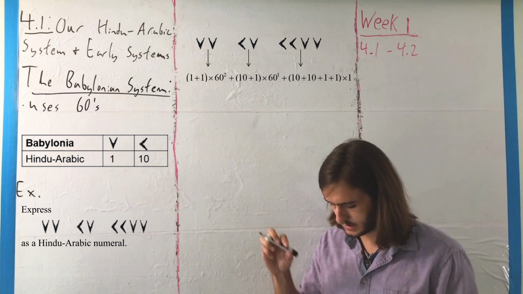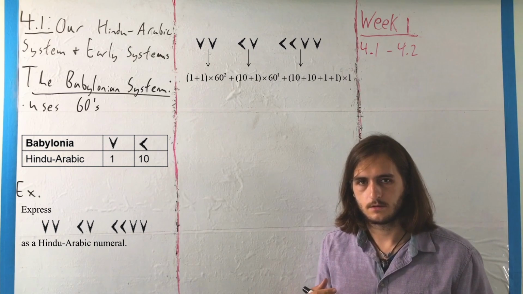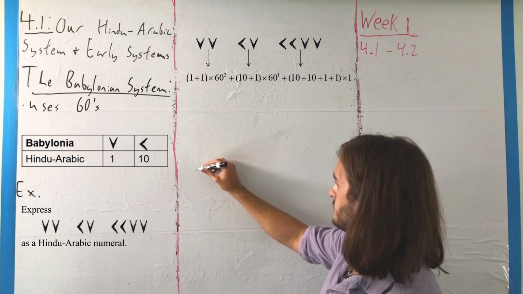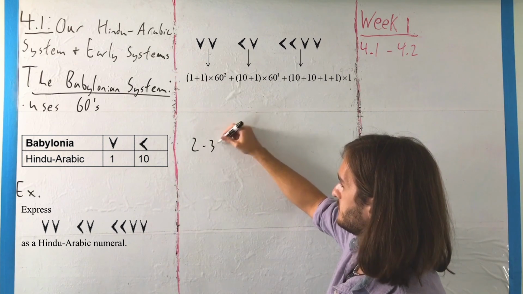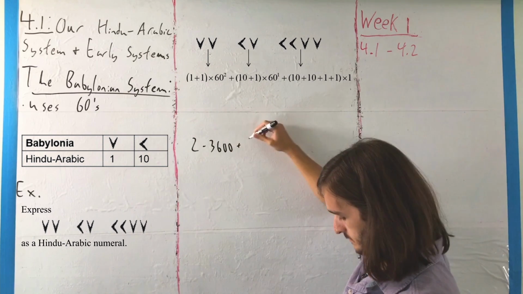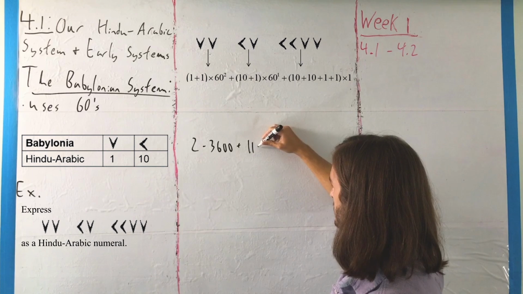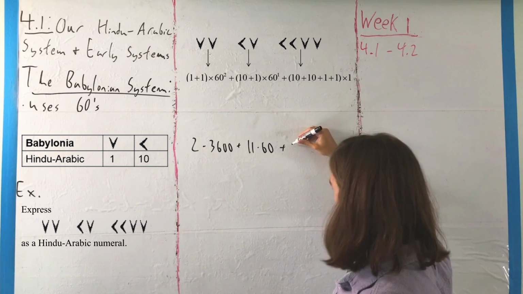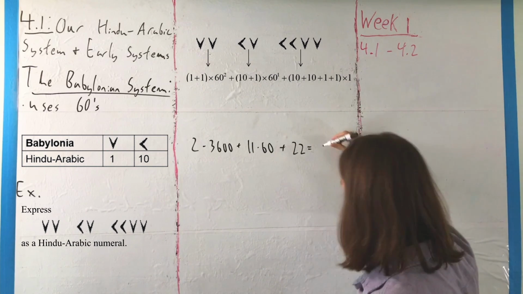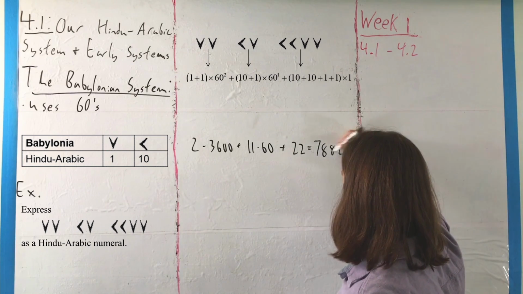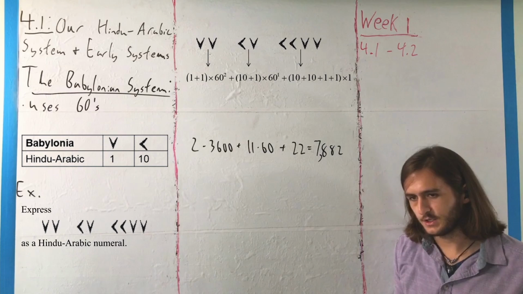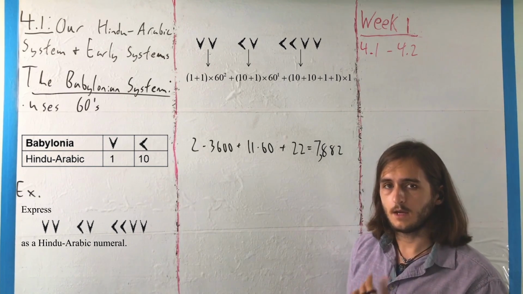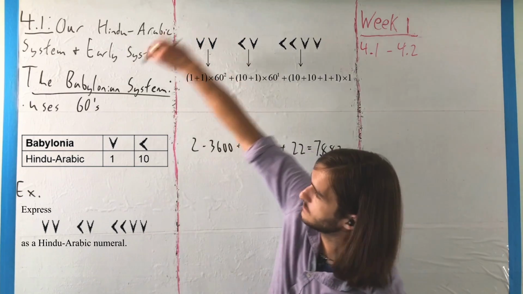the number that we can understand instead of these angles, I guess you'd almost call them, we would have 2 times 3600 plus 11 times 60 plus 22 times 1, or 7,882.